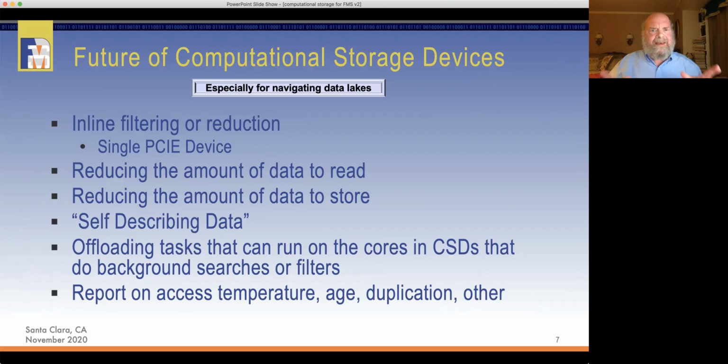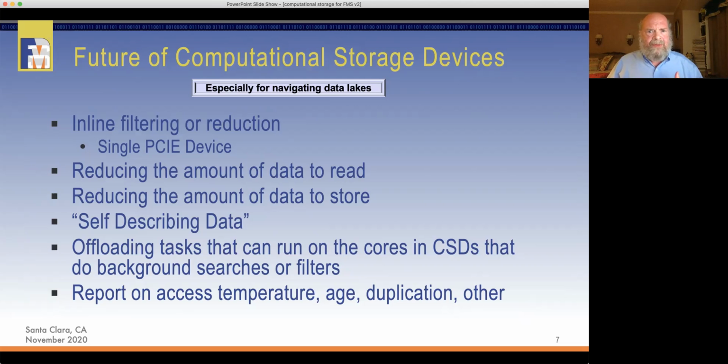To do any of this, especially the inline filtering, there has to be a way of describing the data inline so that you can tell. There are tags associated, or simple ways to do the filtering that is required. I know the SNIA computational storage team is looking at ways of doing this. So that is reducing the amount of data to read, reducing the amount of data to store.